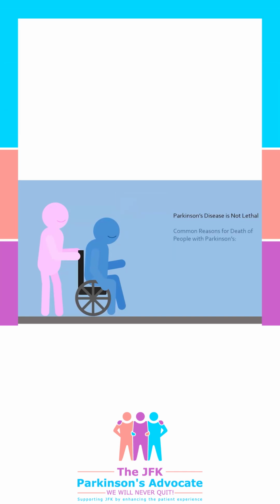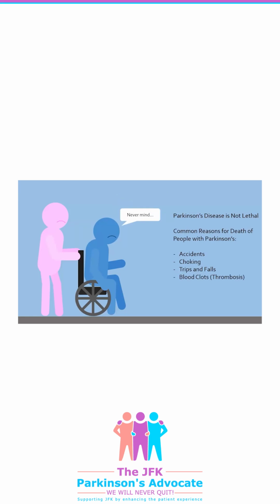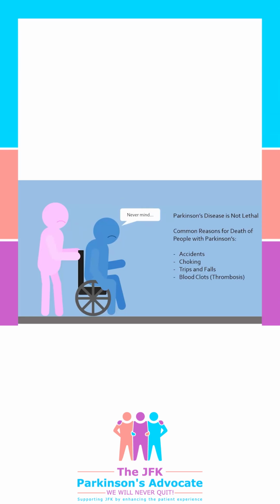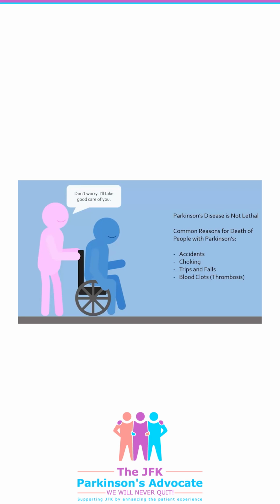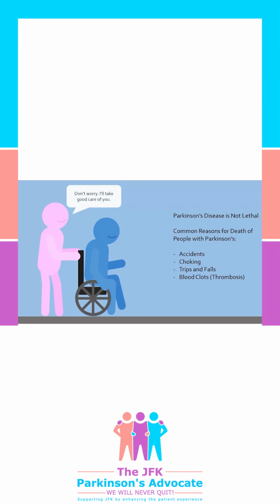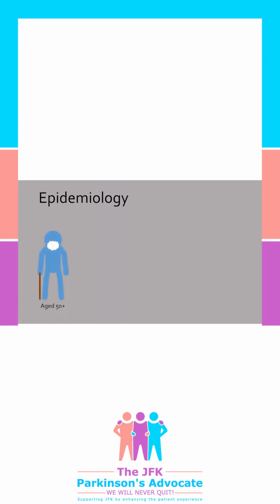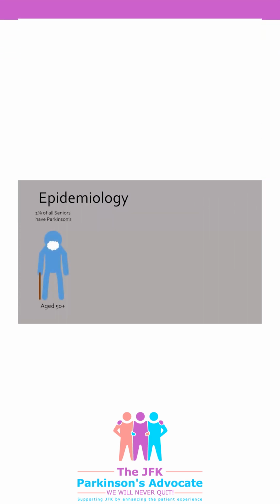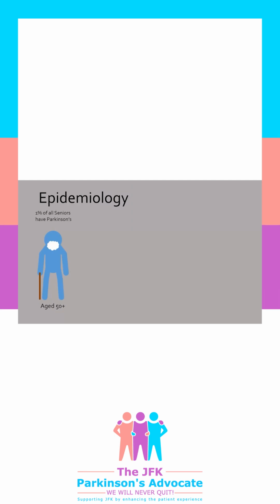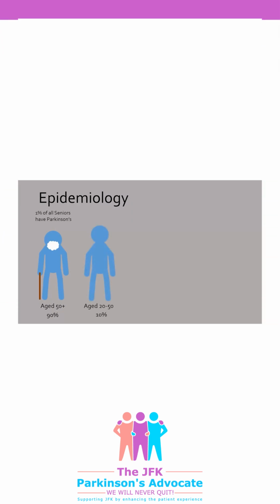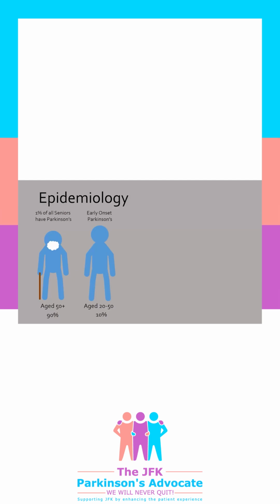Instead, most patients will die from accidents caused by the symptoms, such as choking or falling, or blood clots from the lack of movement. With proper and loving care, these risks can be avoided and people with Parkinson's can have a normal life expectancy. Parkinson's mostly affects the elderly aged 50 or older, with approximately 1% of all seniors having this disease. Approximately 10% of cases develop before age 50, known as early onset Parkinson's.